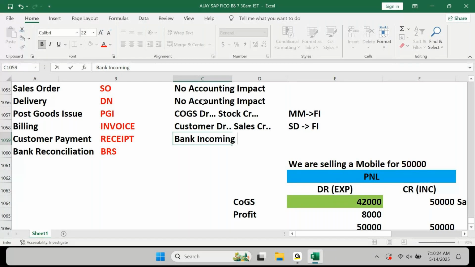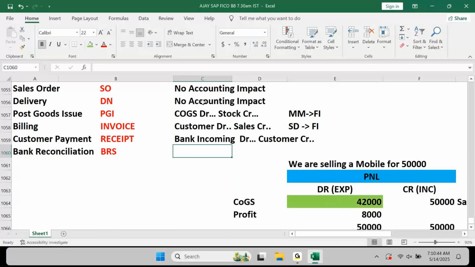If you're talking about a company where SAP is used, sales are automatically high value. Bank incoming account debit, and then customer credit. And when you do this customer payment, you will also look at the bank statement. You will verify whether the payment is part of your statement or not. If the payment is part of your bank statement, then you will do the BRS, bank reconciliation.